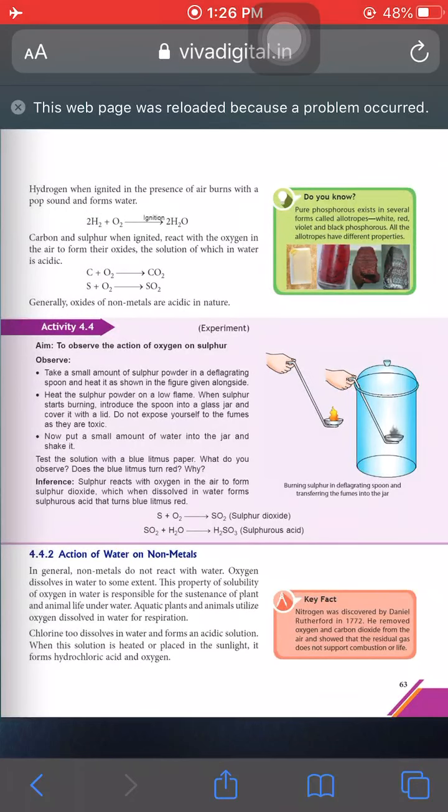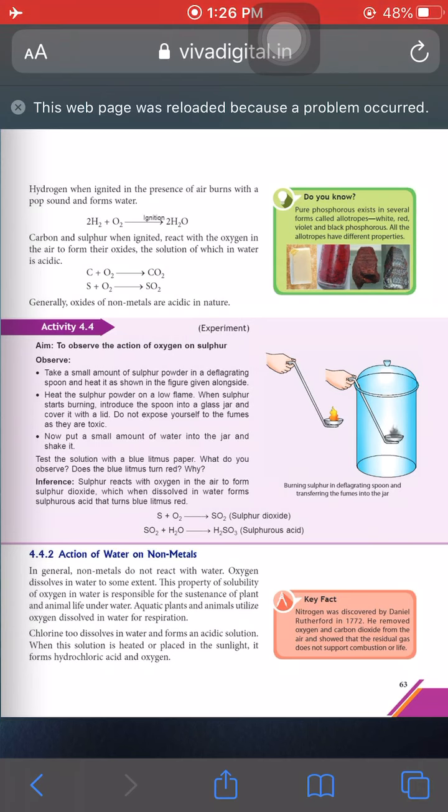Next, carbon and sulfur, when ignited, react with oxygen to form their oxides, the solution of which in water is acidic. Here hydrogen and oxygen are both gases. So when we ignite these two gases under high temperature or pressure, it forms water. Similarly for carbon and sulfur, CO2 and SO2. These are gases which are acidic in nature and harmful for us.